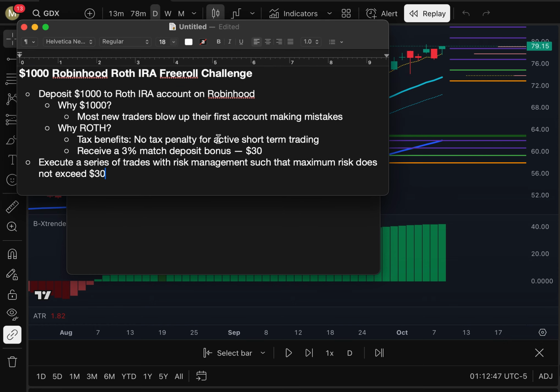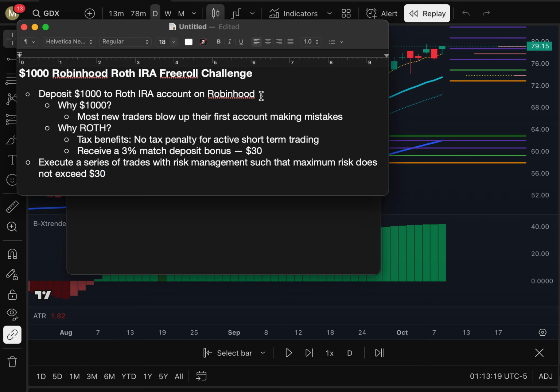All right, I'd like to start documenting what I'm doing, this experiment where I've created a Roth IRA on Robinhood. They have a promotional deal where they will match 3% of your deposit. So what I've done is deposited $1,000 into a Roth IRA account on Robinhood.